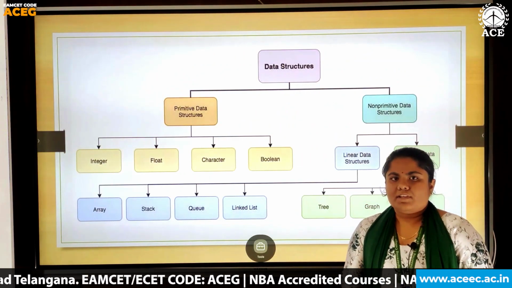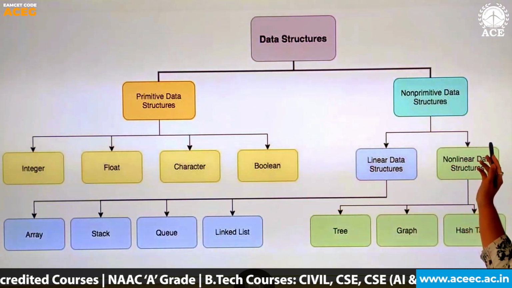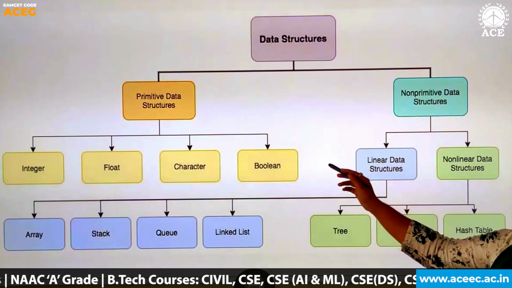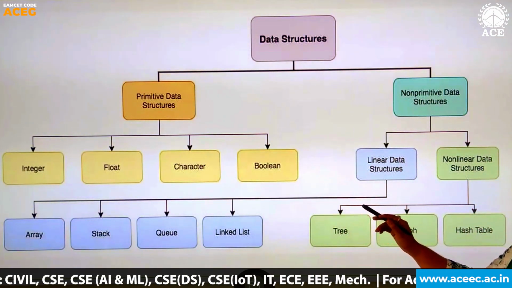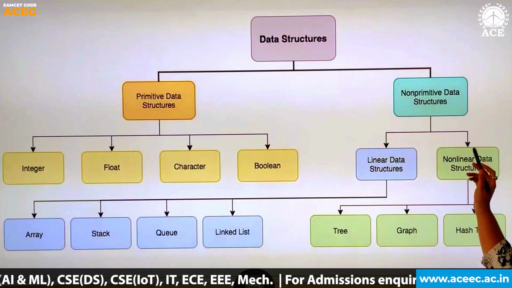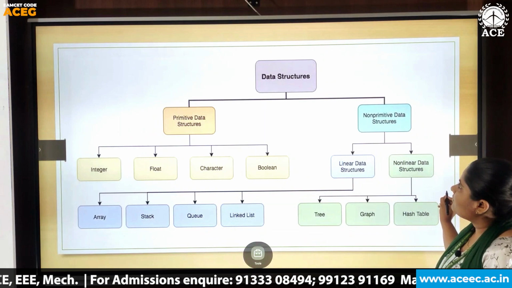Let us know about the classification of data structures. We have two types of classification: primitive data structures and non-primitive data structures. In primitive we have four categories: integer, float, character and boolean. And linked list comes under non-primitive data structures, which are derived from the primitive data structures.